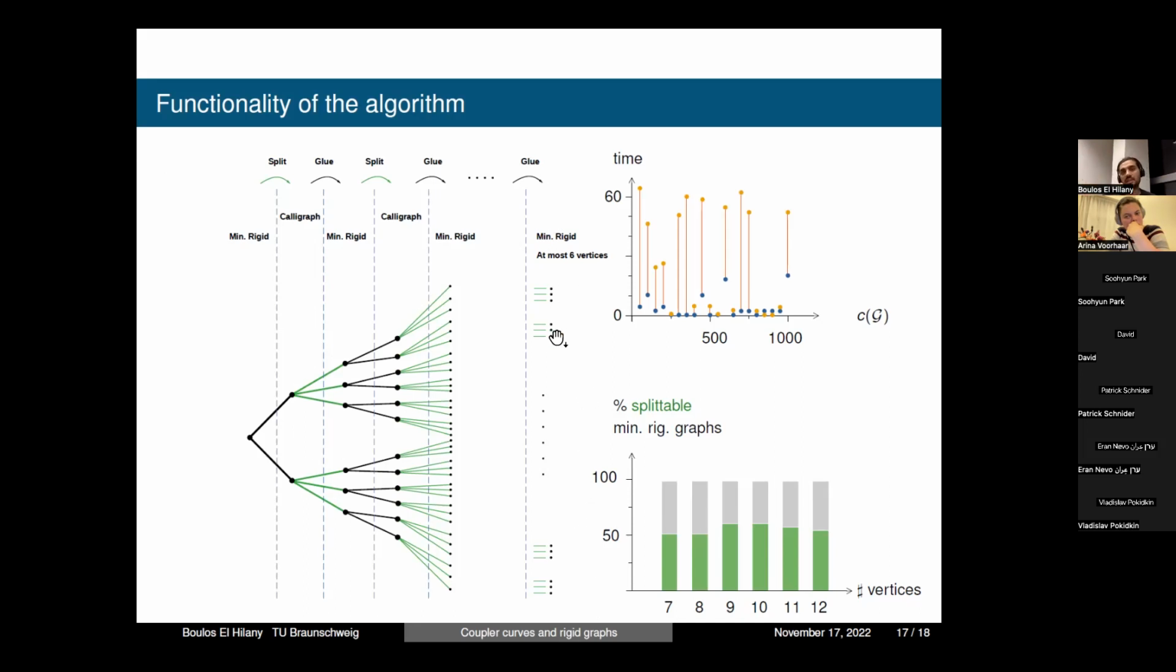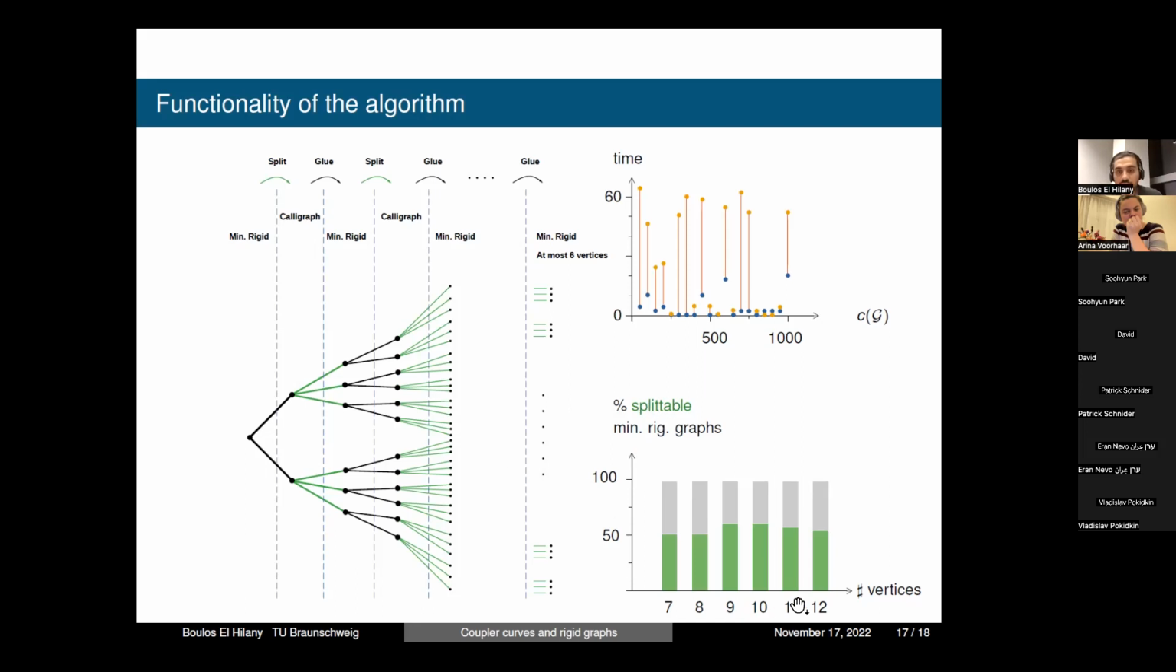And because they're small, let's say at most 6 or 8 vertices, depending on the preference, we can use previously known algorithms to compute the number of realizations of those minimal rigid graphs. And then afterwards, I can deduce the classes. From the classes, I can go back, deduce the minimal rigid graphs, etc., until I reach the number of realizations of my original graph. And this is basically how the algorithm works.